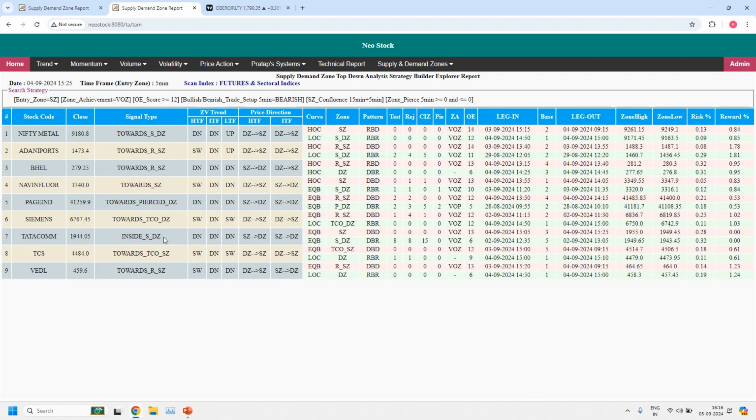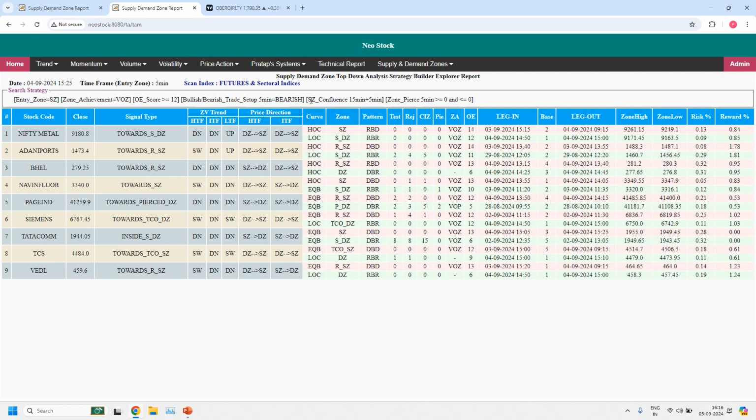Exactly the same way, these are the bearish trade setup stocks for hourly income trade. That is, entry time frame is 5 minutes. And also look into the search strategy. So this is a bearish trade setup.